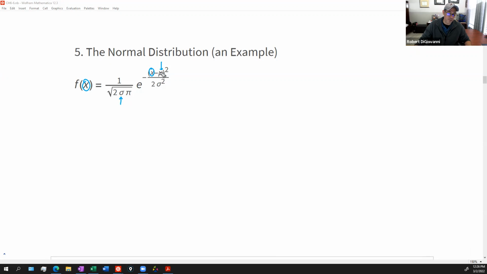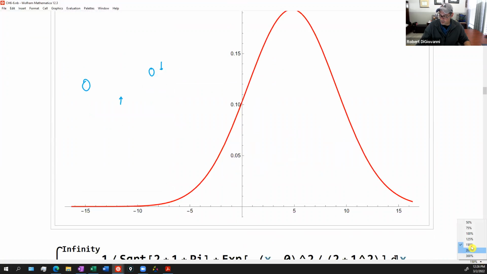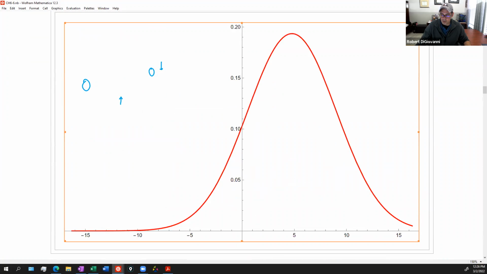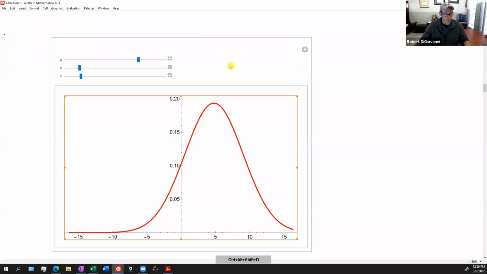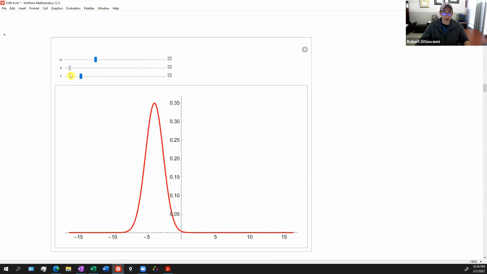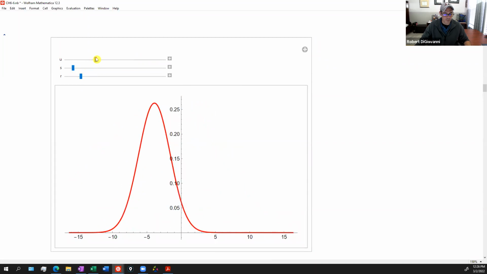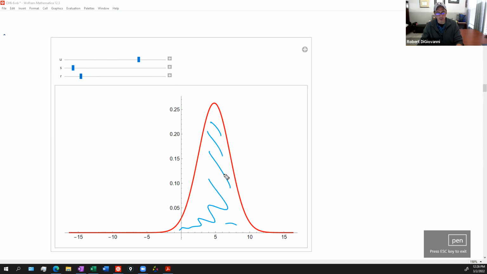So if I plug in numbers for mu and sigma, I'm basically going to have an exponential function that looks like this. That's what the standard normal distribution looks like. And if I change the values of mu and sigma, it changes the shape of your bell curve, your normal distribution. But the important thing is that the total area under this is 1. It converges to 1.